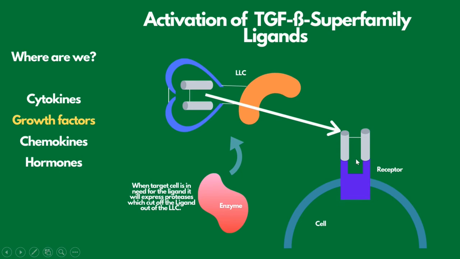The activation of TGF-beta superfamily ligands, or more receptors. We have this large latent complex here. And when the target cell is in need of the ligand, it will express proteases which cut the ligand out of this LLC. And then the ligand can bind to the receptor here.